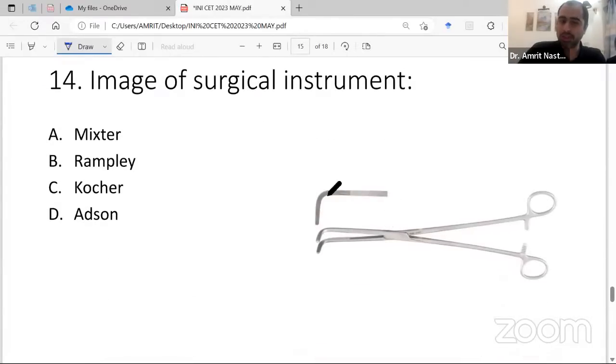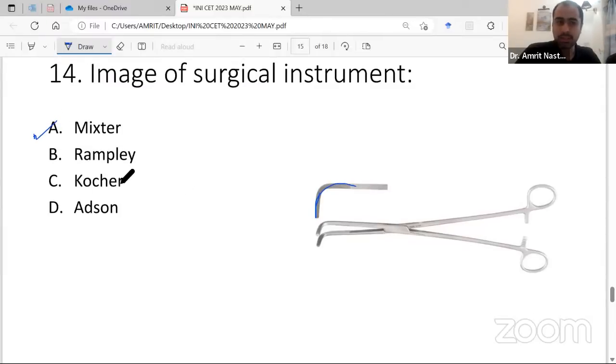Then there was an image of a surgical instrument, again very standard. It looked like a hemostat, but it was right angle. So right angle hemostat is a mixter. All right, straightforward. Right angle hemostat is a mixter. All these others are very, very different.